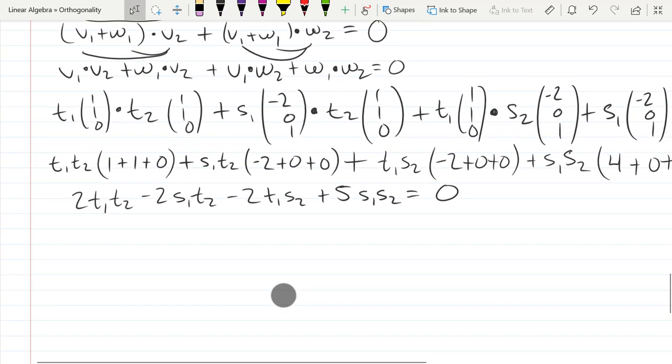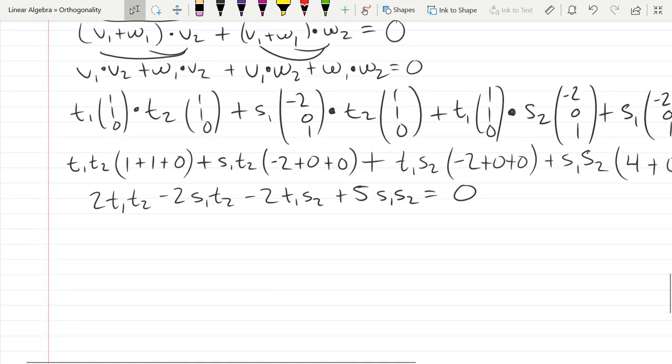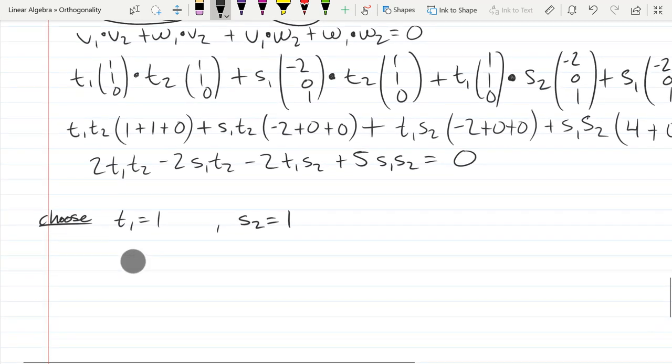And the only reason I can do this is because I know I have way more variables than I have equations. So there's going to be free variables. So again, I'm making this choice. I'll go with T1 as 1. And then the other S2 will also be 1. So we're going to make that choice. And hopefully, that will reduce down to much easier equations to deal with. So we'll fill in those values.